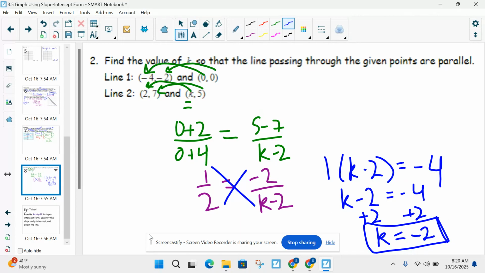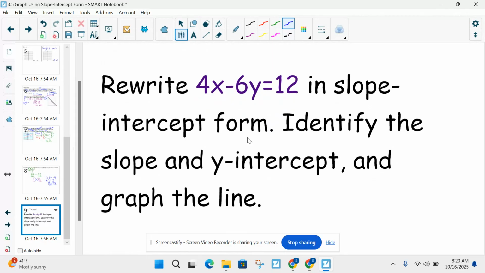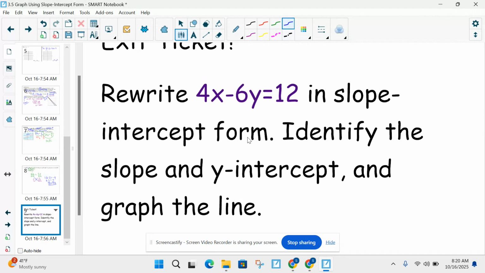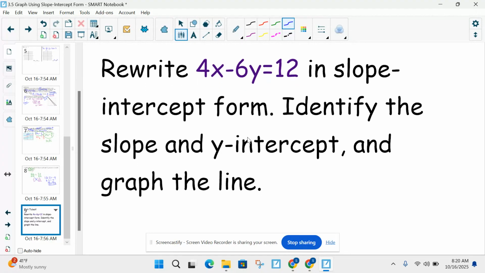Okay, and this last question is an exit ticket, so you can try it on your own and graph it on one of the other graphs on the previous page.